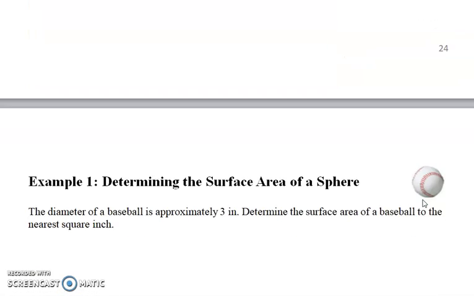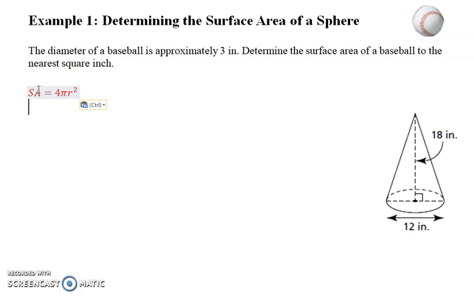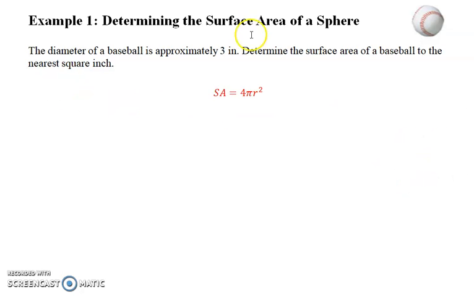Okay. Let's look at example 1, where it says determine the surface area of a sphere. So we're going to need our formula, surface area of a sphere. It says the diameter of a sphere is approximately 3 inches. Determine the surface area. So literally all we need to do is take the 3 inches and cut that in half, because radius is half the diameter. So for the radius we'll put in 1.5, because that is half of the diameter.